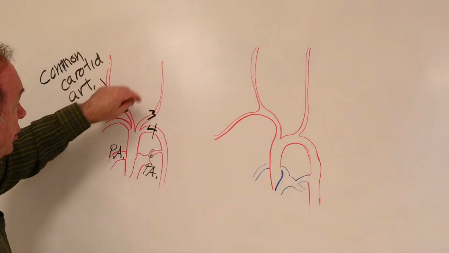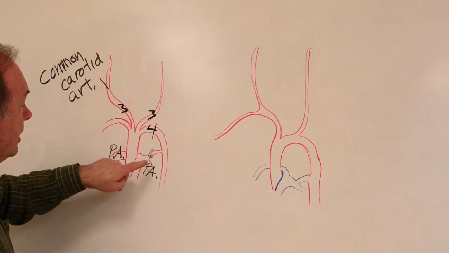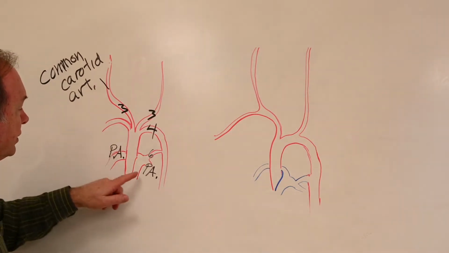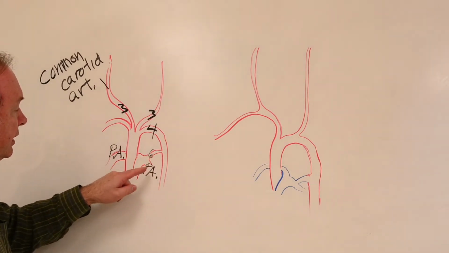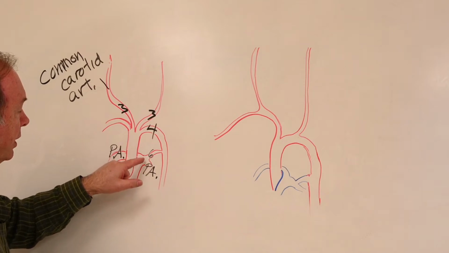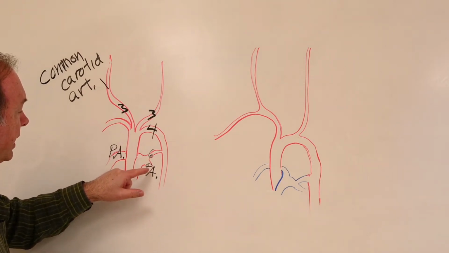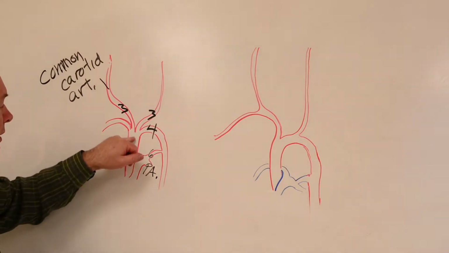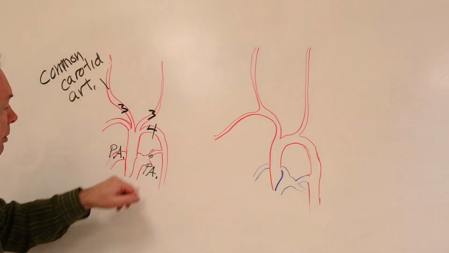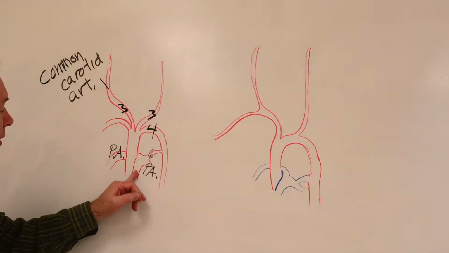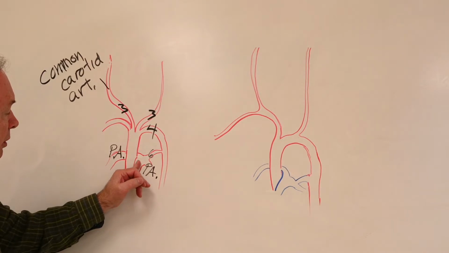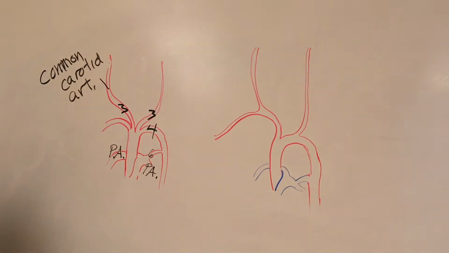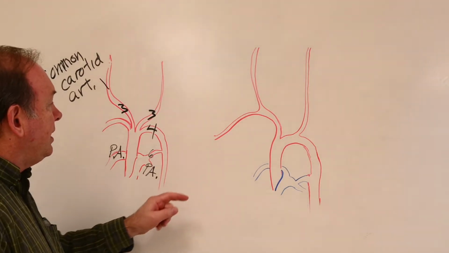So we lost 1 and 2, we lost 5, we lost most of 6 on this side, we still have a little bit of 6 over there, and we have an outgrowth from 6 on both sides as the pulmonary artery. This is our aorta here, and that's our pulmonary artery, our primary pulmonary artery, sometimes called pulmonary trunk, right through here. Now let's look at the next stage.